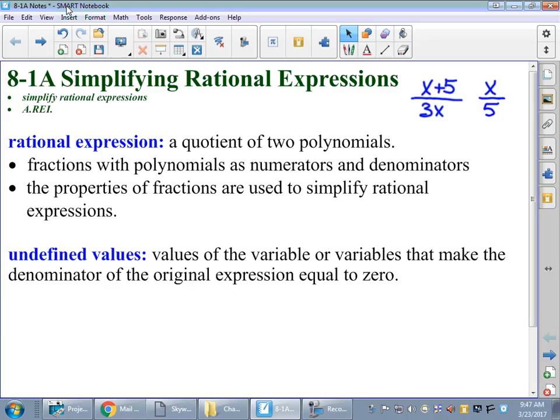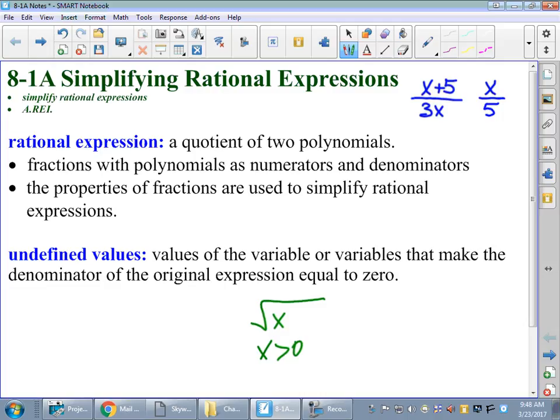An undefined value is a value of the variable that makes the denominator equal to 0. We've done some undefined values, for instance, when we worked with square roots. When we had the square root of x, we had to say that x has to be greater than or equal to 0, because if not, it's negative, and you can't have negative square roots. So you put a limitation on some things.